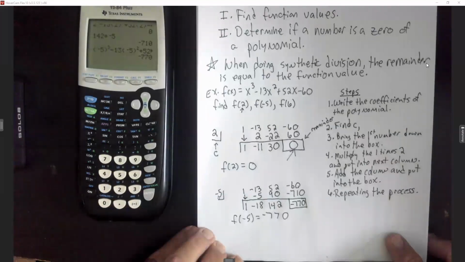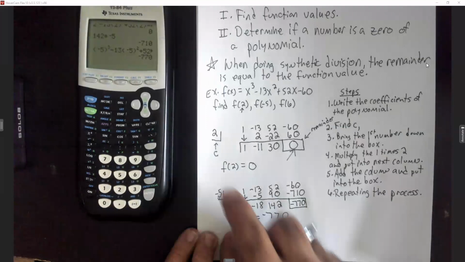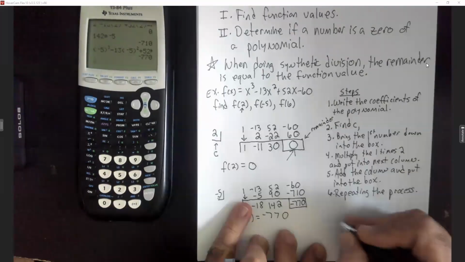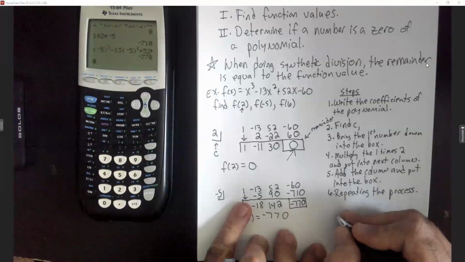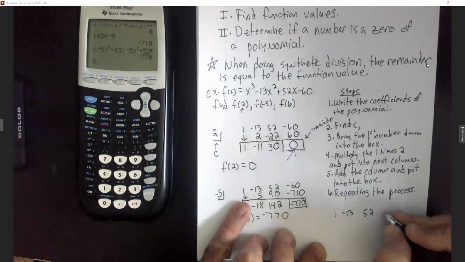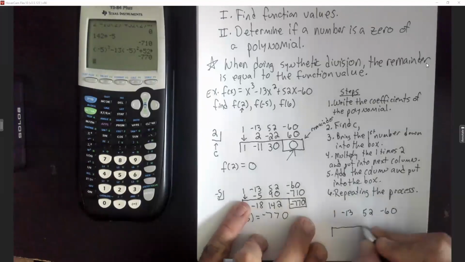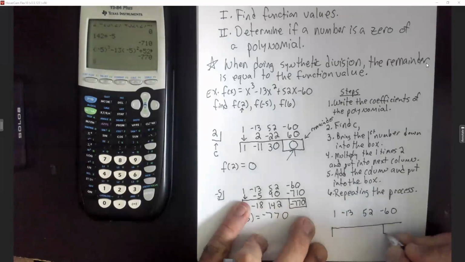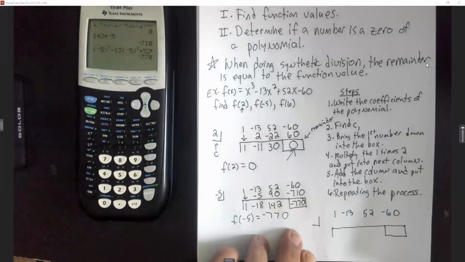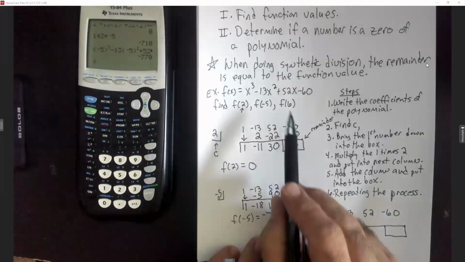All right, so I think I got room. I'm going to do that last one on this page real quick, which is f of 6. So I'm going to write my coefficients. 1, negative 13, 52, negative 60. Draw the box. And this time I said my C was 6.